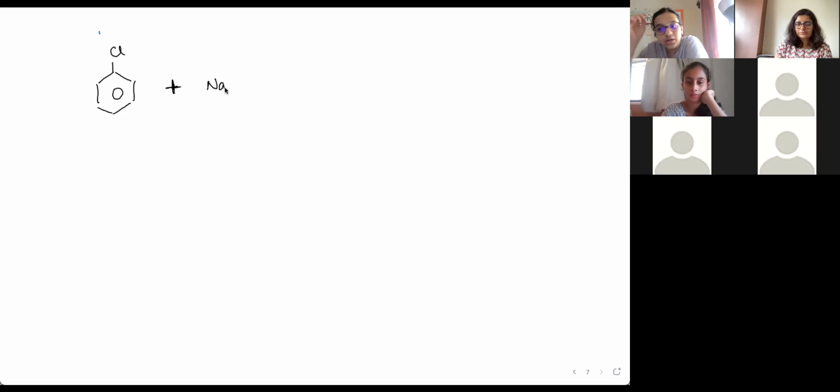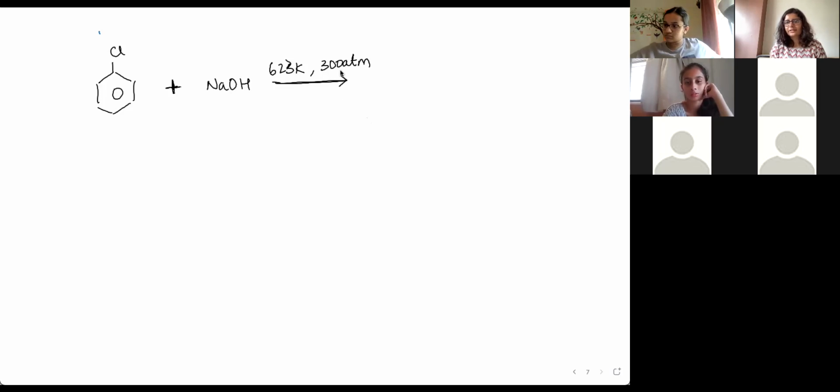Other nucleophiles can also react, and there could be other groups attached, and on those there could be nucleophilic substitution, but this has been observed with chlorobenzene mostly. If you just treat it with aqueous KOH, there is not going to be any reaction at all. You have to treat it with sodium hydroxide at 623 Kelvin. This doesn't even happen at room temperature. 300 atmospheres. This is what I mean by extreme conditions: very high temperature, very high pressure.